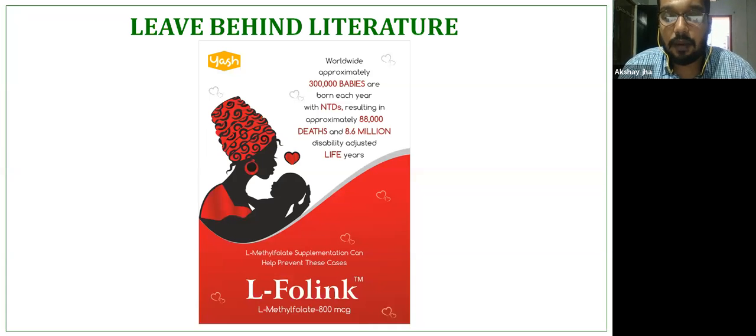You don't need to wrap up everything in 2 minutes. You can just give them a brief introduction and leave these things there so that they can read about it later. Leave behind literature basically divides into two categories. One is front and back, where there's something on the front and something on the back. Or else there are certain visual aids where the text is not a lot, so you can end everything in one page.